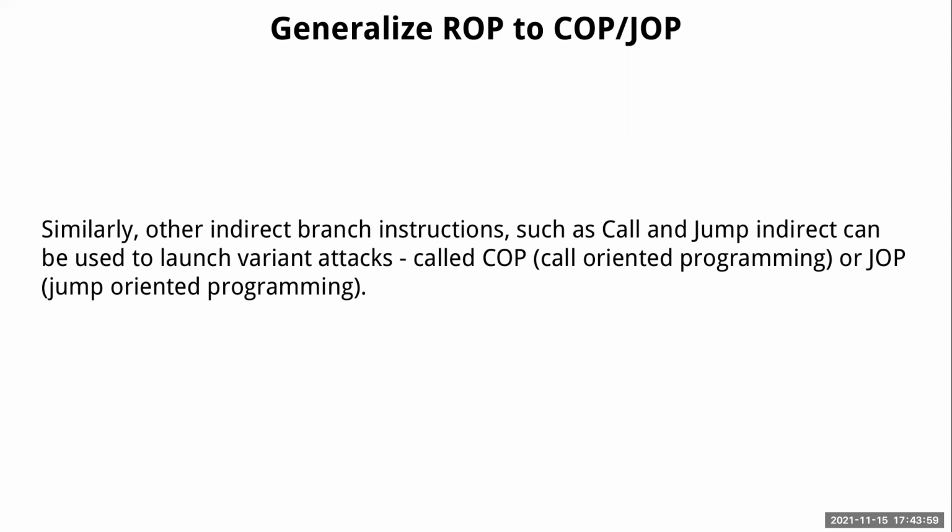There are other indirect branch instructions, for example, indirect call or indirect jump. If there's a call EAX, that's an indirect call. If it's a call to a fixed address, that's a direct call. So two more types of attacks were developed. One is called call oriented programming. Another one is called jump oriented programming. That's why the gadget tool we're using helps us to find those gadgets as well.